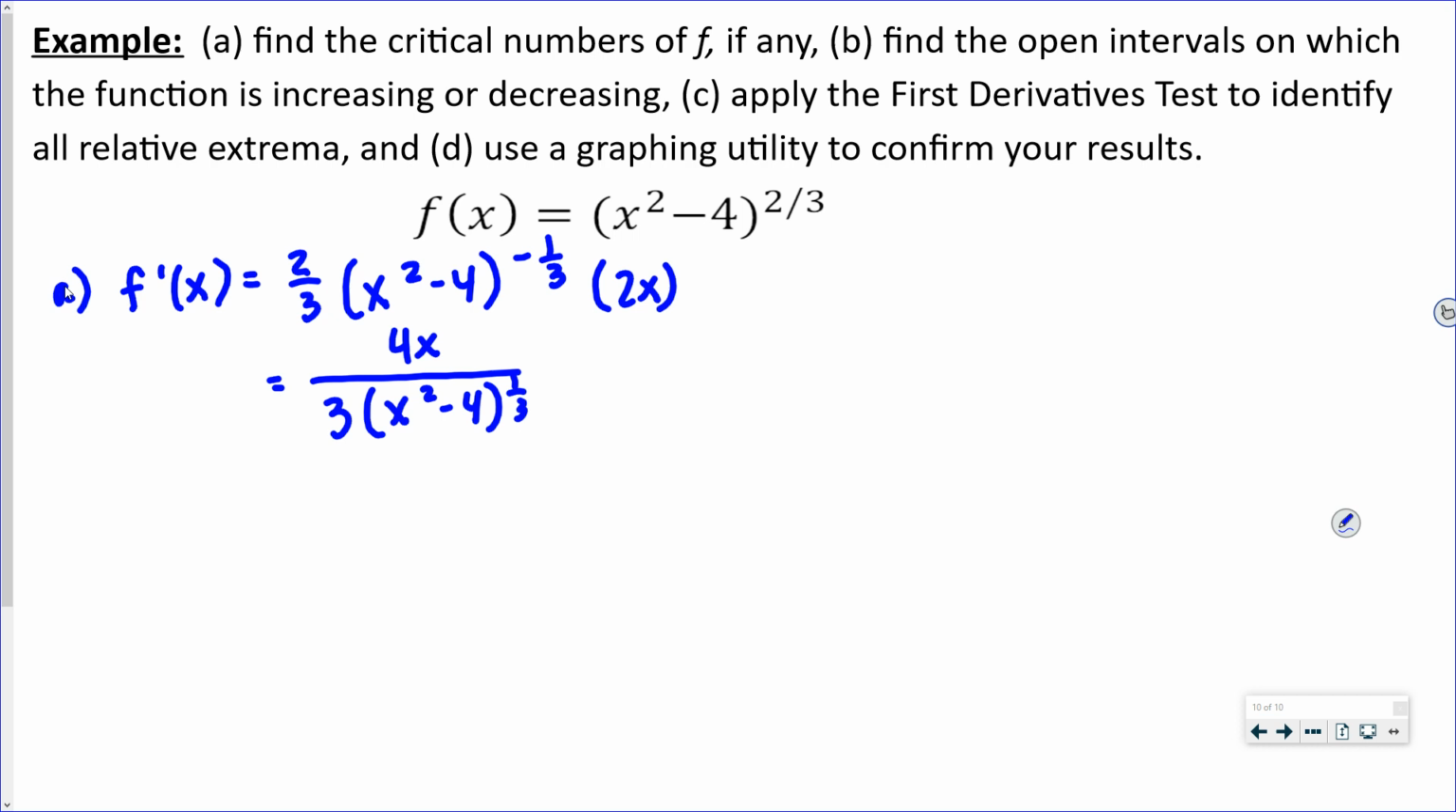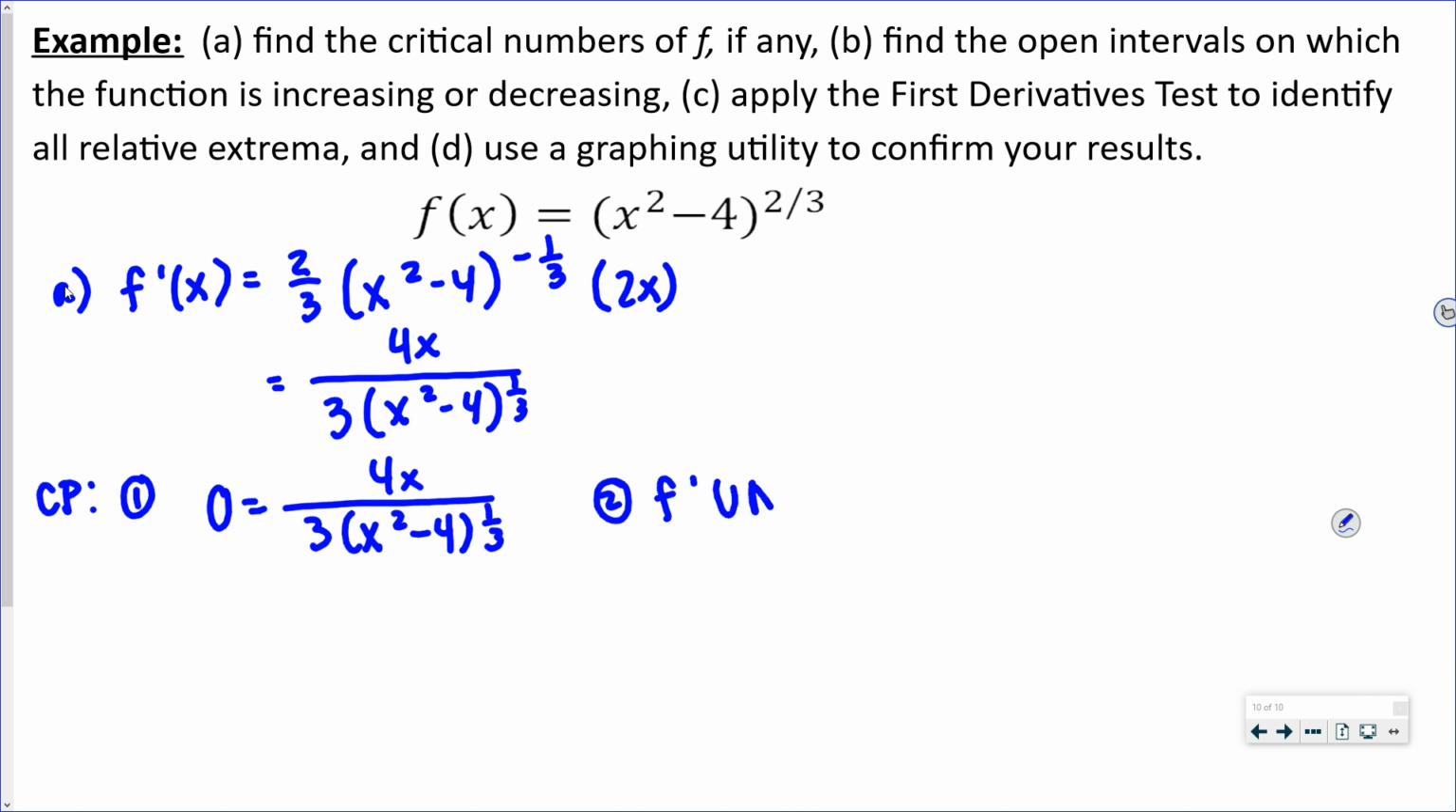Okay, so to find my critical points, or critical numbers, so there's the same thing. First, when is this equal to 0? Second, where is this undefined? All right, I'll start with this is equal to 0. Multiply both sides by the denominator. You get 0 is 4x. So x is 0 is a critical point, critical number.